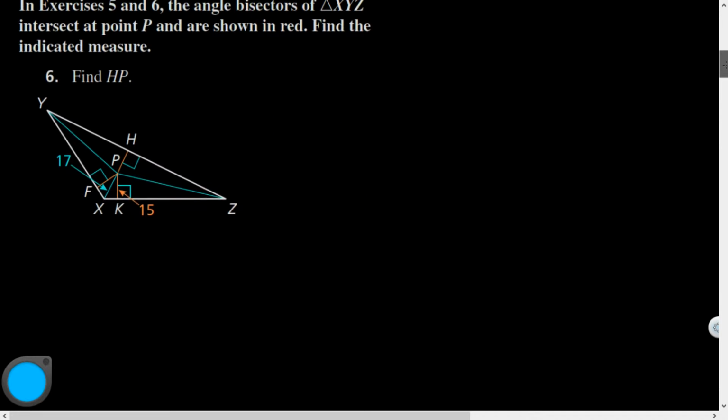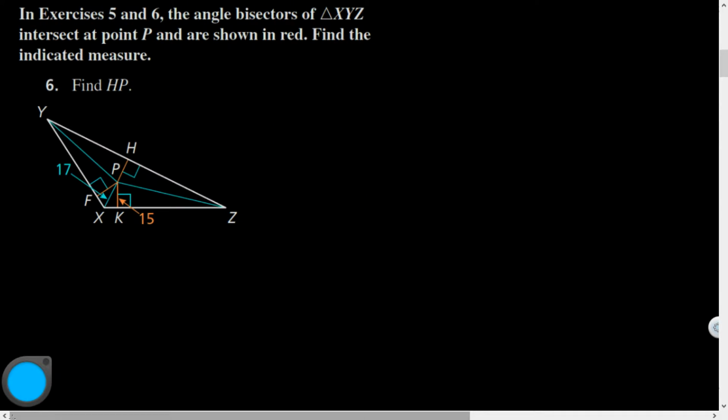All right, so here's question 6, another slightly interesting one. Oh, these are angle bisectors of triangle XYZ. They intersect at point P. Yeah, this is from the homework. So here's the angle bisectors. Those angles would not necessarily be congruent to each other. These are just congruent to the one they're adjacent to. It says find the indicated measure, find HP.